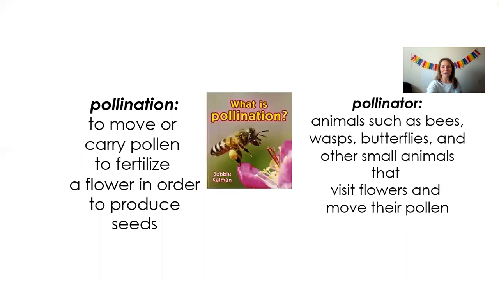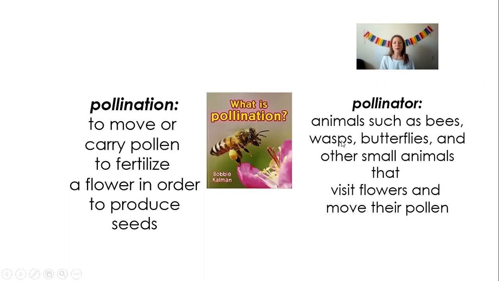Before we get started, let's do a quick review. Remember, friends, the word pollination. The definition is to move or carry pollen to fertilize a flower in order to produce seeds. That is what pollination is. Pollinators are animals such as bees, wasps, butterflies, and other small animals that visit flowers and move their pollen. So pollination, pollinator.